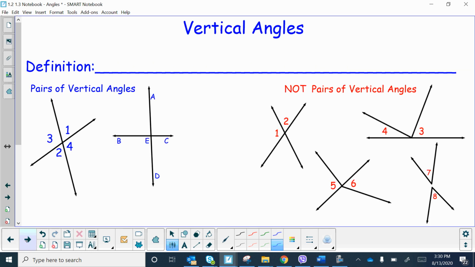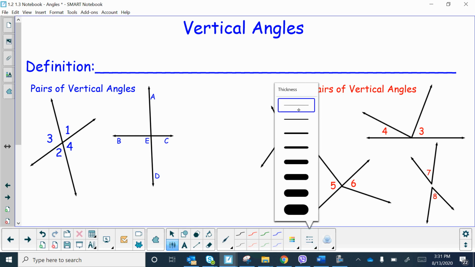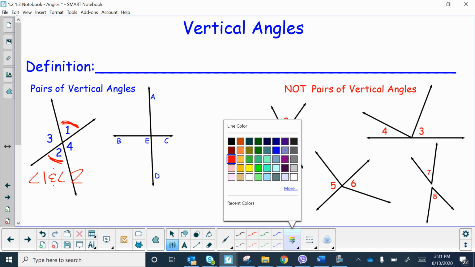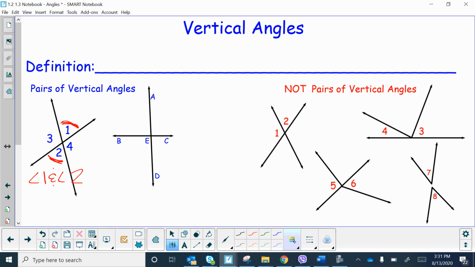All right, next term, vertical angles. We're going to come up with a definition after I identify these vertical angles, okay? So we're going to write them down. I have some examples that are going to be pairs of vertical angles. I'm going to have some over here to the right that are not vertical angles. So this first picture on the left, you have angle 1 and angle 2. That is a pair of vertical angles. I'm going to color coordinate here. So that angle and that angle, they are vertical. Let me get a different color now. This one here, angle 3 and angle 4.